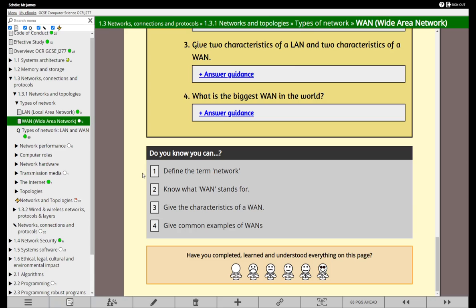So, hopefully by now you can define what's meant by a network. You know what LAN and WAN stand for. You can give characteristics of a LAN and a WAN, and you can give a few examples. If you can do that, well done.